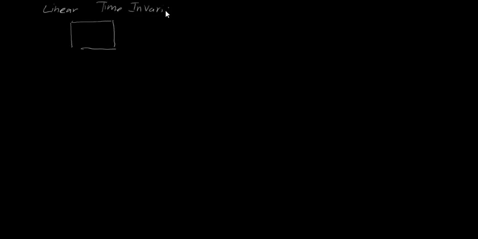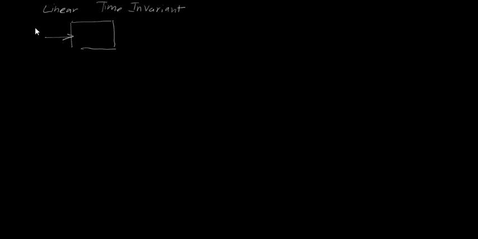All right, so let's consider a system that we're going to represent by this box here. It is both linear, and we know what that means, and time invariant. We also know what this means, so I'm not going to go back and explain what those mean.